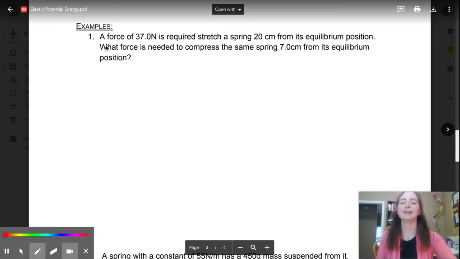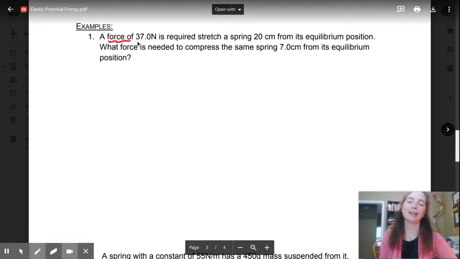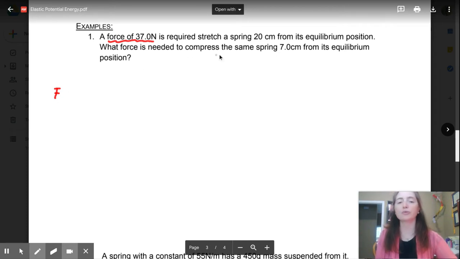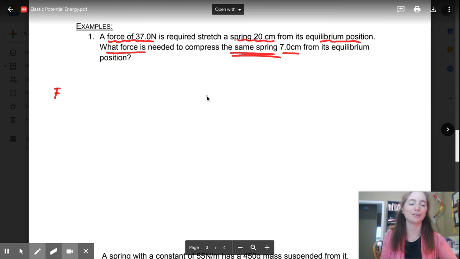All right. So, ladies and gentlemen, a force of 37 newtons. Okay, so we need the force. Use the force, Luke. Okay, is required to stretch a spring 20 centimeters from its equilibrium position. What force is needed to compress the same spring 7 centimeters? Okay, ladies and gentlemen, keyword: same spring. That's a key. That means that K is going to be the same for each scenario.